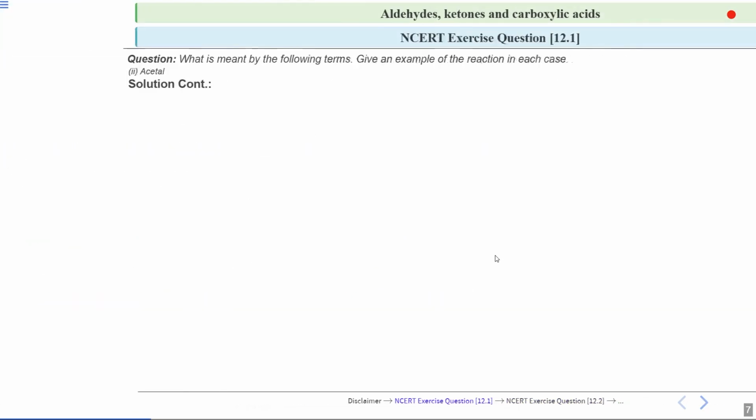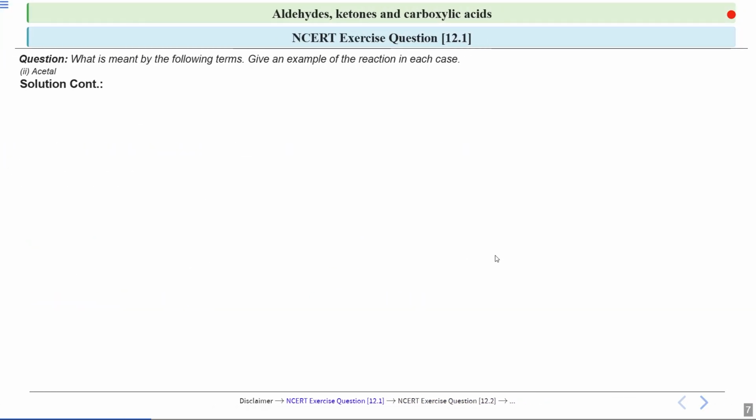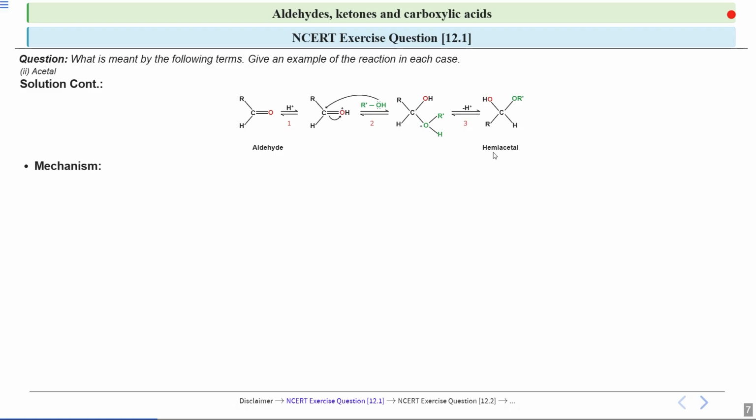Now one by one we will see this mechanism, how we get a hemiacetal and finally an acetal. First we will see how from an aldehyde we get a hemiacetal. So we will discuss the mechanism for forming an acetal.